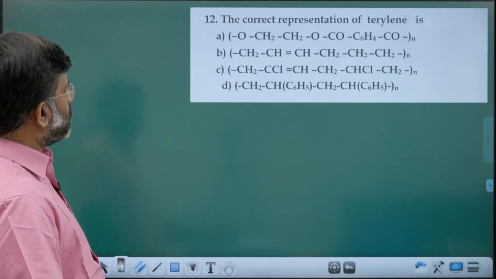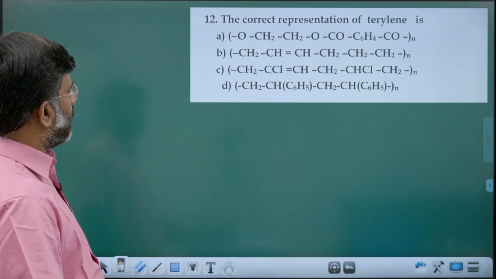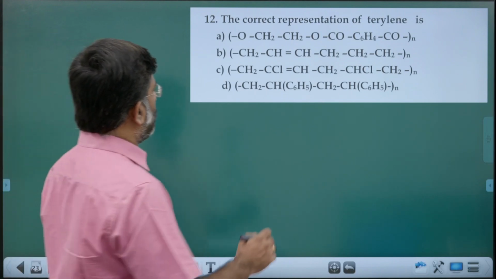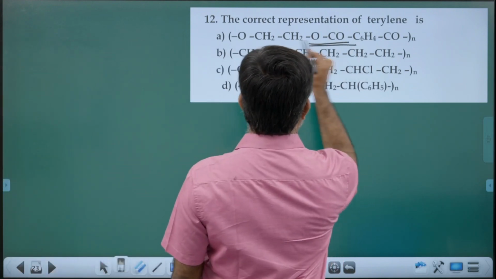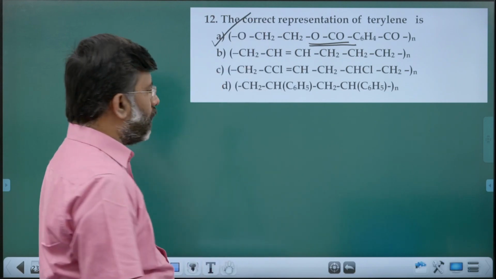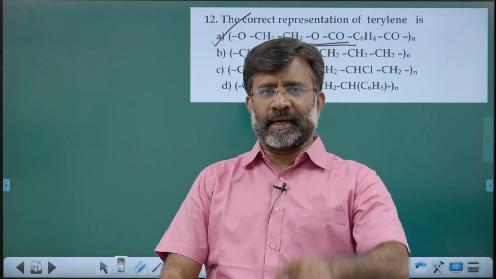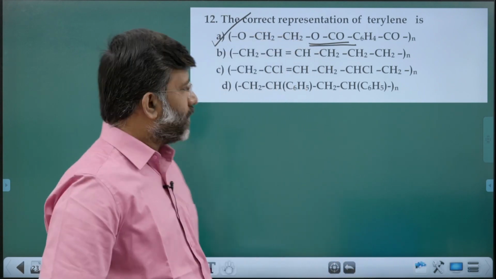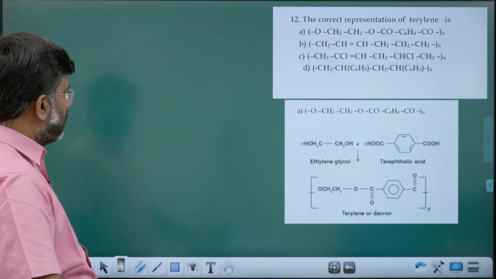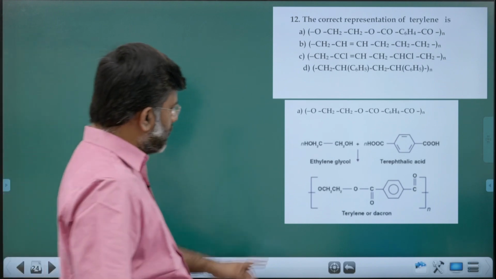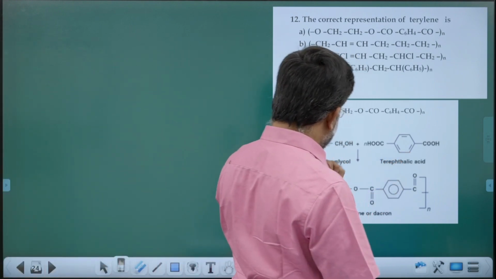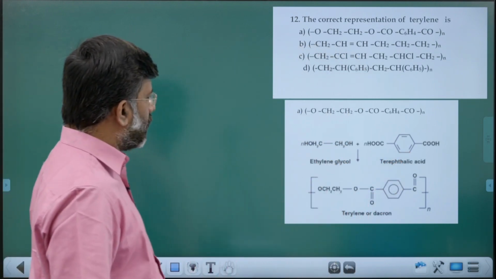The correct representation of terylene, dacron. Already we have seen it is a polyester. You look at this region and get your answer. It is a polyester, terylene, obtained from ethylene glycol with terephthalic acid. Right? So it is option A. Polyester, already commented: ethylene glycol with terephthalic acid gives terylene, or so-called dacron.